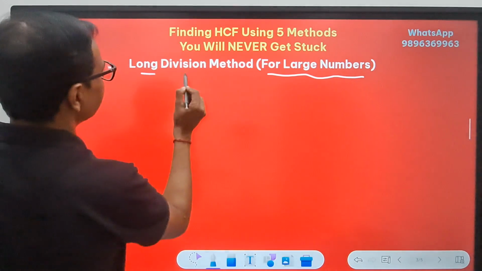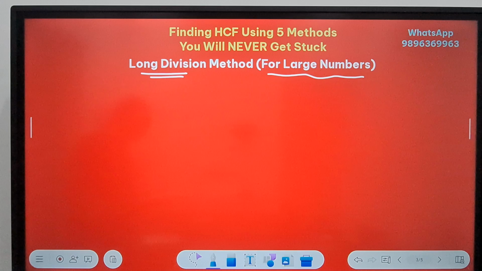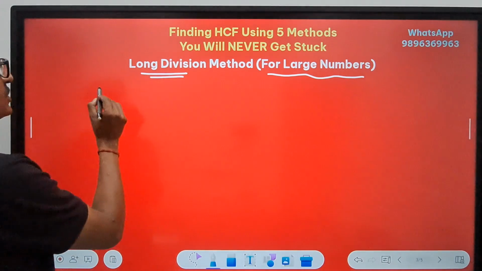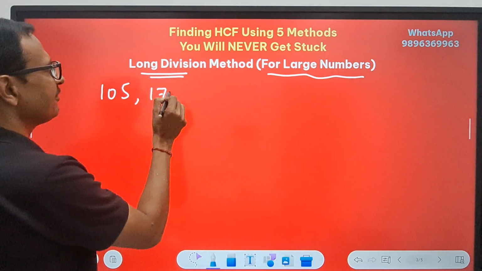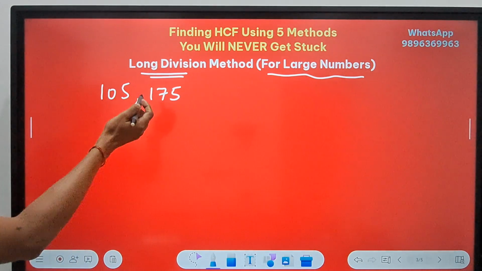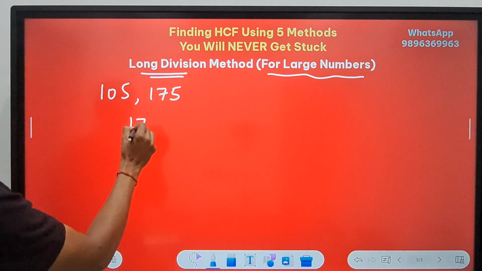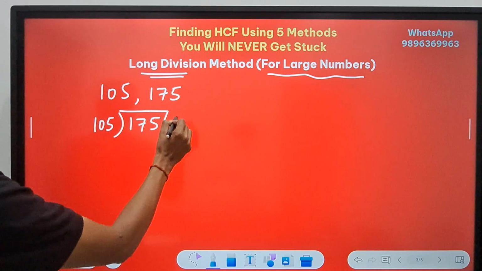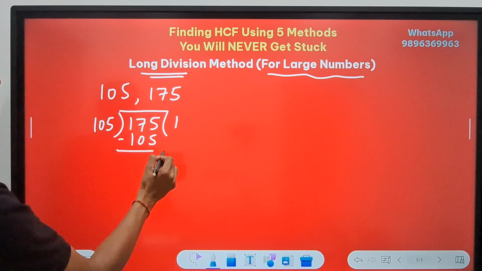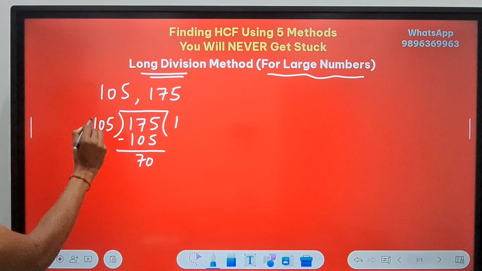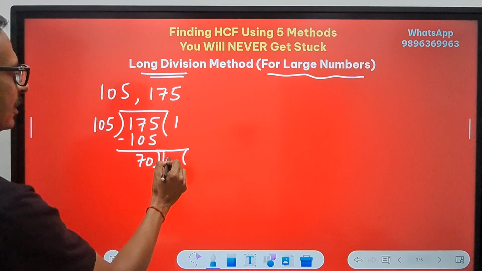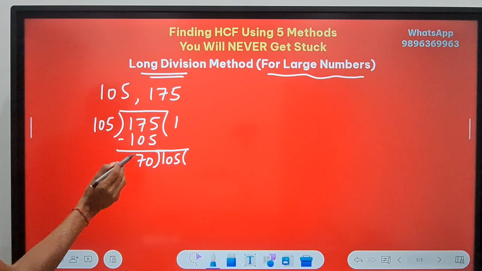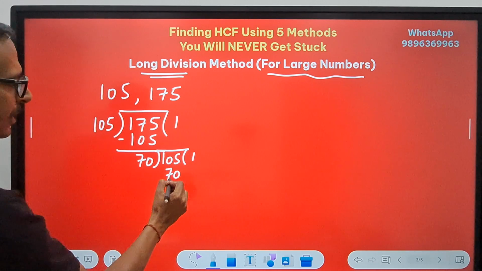So, the long division method. Let's take an example where I have 3 numbers and I have to find the HCF. This works even for 2 numbers. So in the previous question I took 105 and 175, right? If I want to find the HCF using the long division method, I will take the larger number and divide it by the smaller number 105. So this is 1 times 105, subtract, you get 70. Now this divisor becomes the dividend and the remainder becomes the divisor. So 1 times 70 is 70, you get 35.